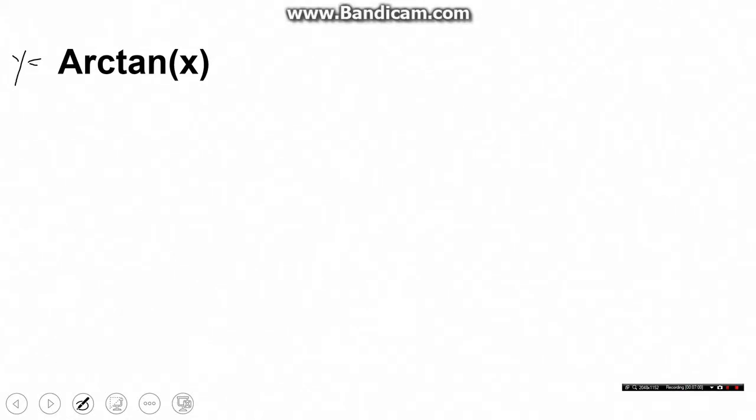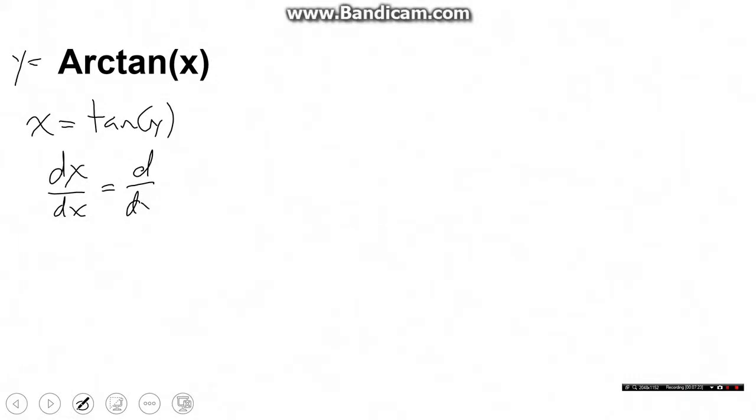Okay, so hopefully you got it. This one's a little bit more tricky, so now I'll walk through it, so you can see if you actually got the right answer. Same deal again from the beginning. We'll switch the x and y: x equals tangent of y. Take the derivative of both sides, dx over dx equals d over dx of tangent of y.